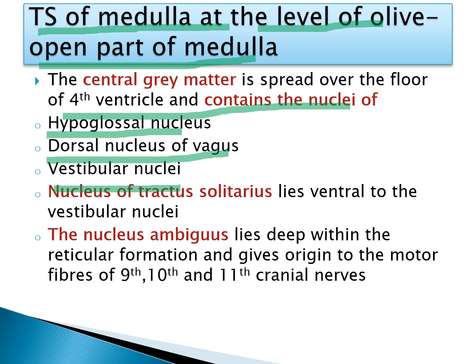Now nucleus ambiguus is added at this level. What is it? It gives origin to the 9th, 10th, 11th cranial nerves. For the 10th cranial nerve, we have already learnt one nucleus, the dorsal nucleus of vagus. So this is another nucleus. This is the nucleus for cranial accessory. Spinal accessory we have learnt at the level of pyramidal decussation.